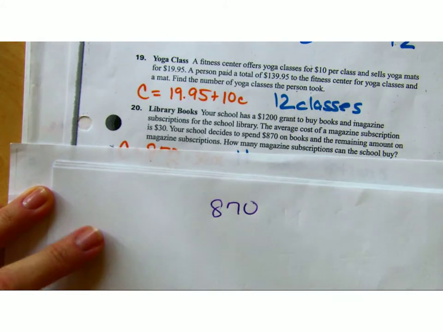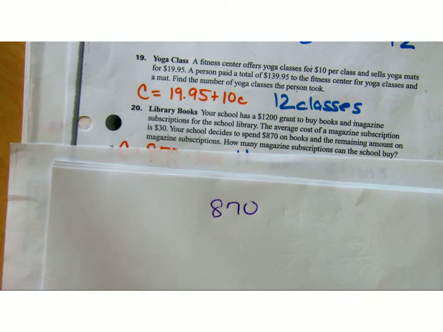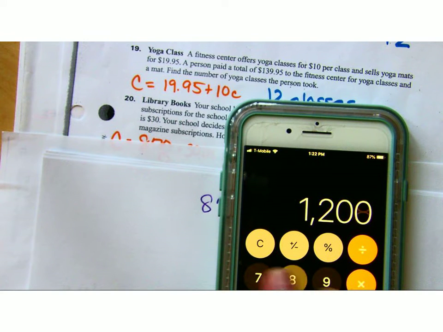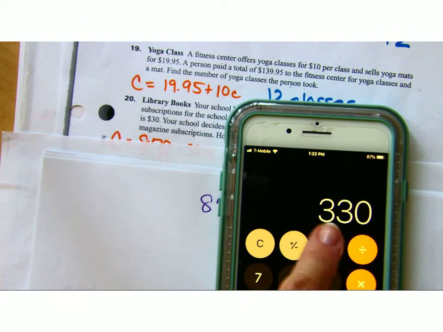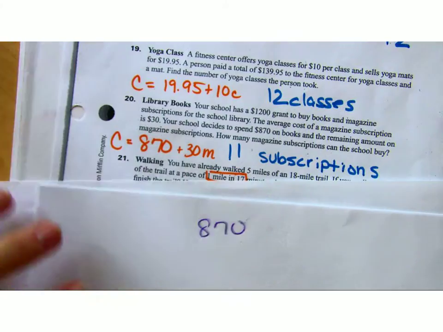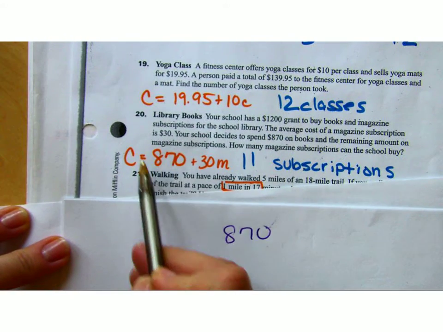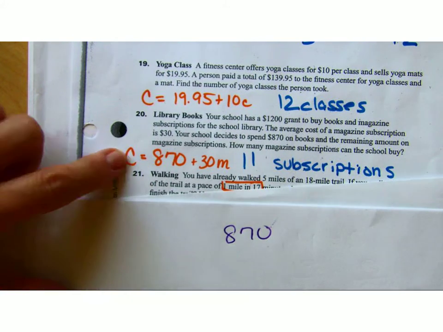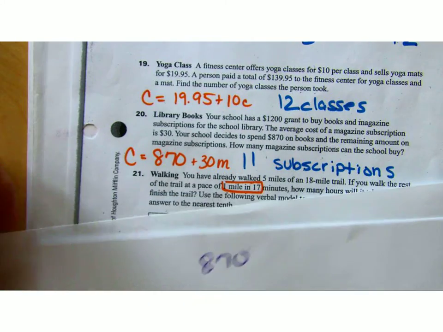870. So you know what he says? He says, well, I have a $1,200 budget, so first thing I've got to do is take that $1,200 and subtract the 870. That's how much I get to spend on magazine subscriptions. Oh, and by the way, each magazine subscription is $30. So what am I going to do? Divide that by 30, and that's the number of subscriptions. So did you get 11? So how did you walk through that? You said the cost is equal to the $870 in books plus 30 per magazine, and then plug in 1,200 right there, and you should get 11.